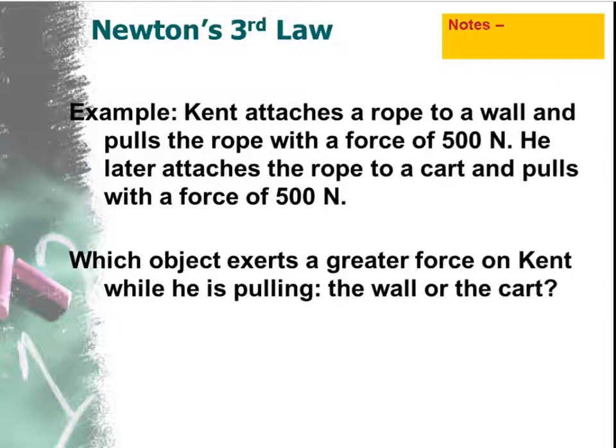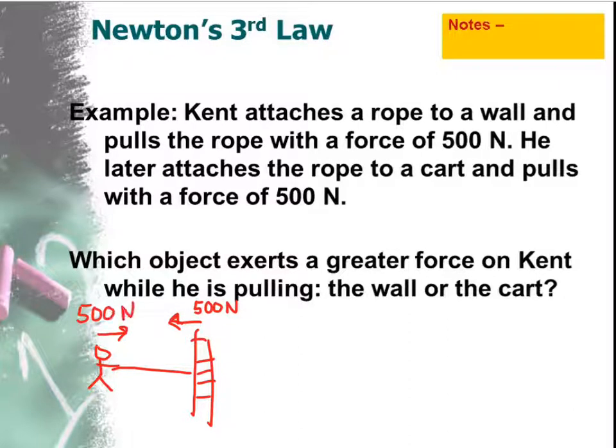So, let's quickly draw this out. Let's have a wall here. That's not a very good looking wall. And then there's a rope, and then there's Kent here pulling on the rope. And Kent is pulling on the wall with a force of 500 newtons. Well, what's the force that the wall exerts on Kent in this direction? It is equal and opposite, so it also has to be 500 newtons.